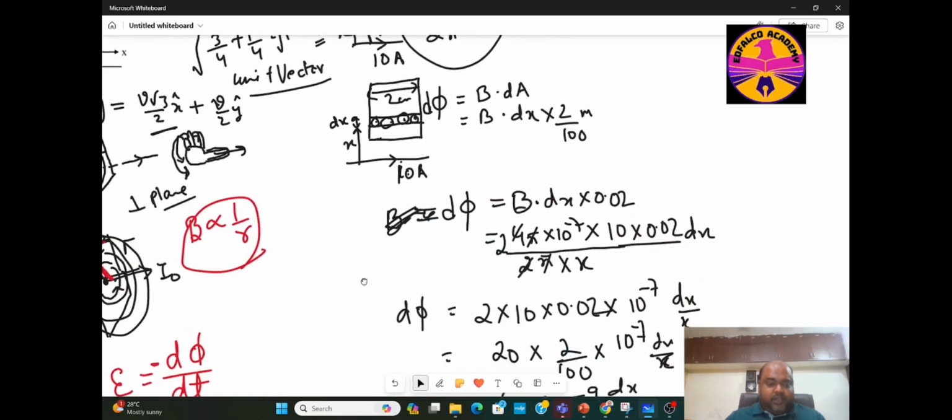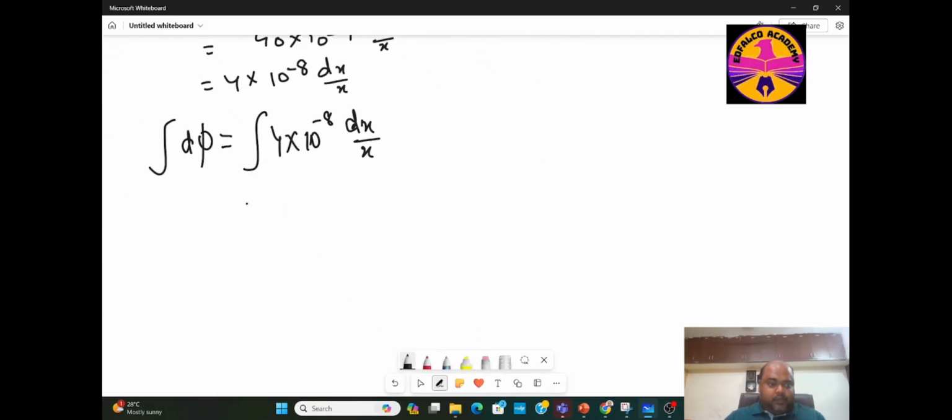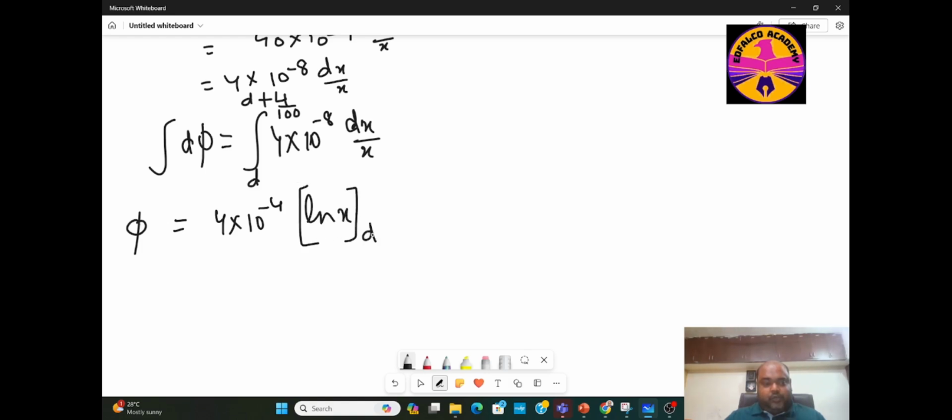It should vary from d to d plus 4. So therefore the value is from d to d plus 4, 4 by 100, just to keep everything in SI units. So now the flux phi is given as 4 into 10 to the power minus 4, which anyway is a constant. Dx by x integral, you know, is ln of x, and the limits are d to d plus 4 by 100.